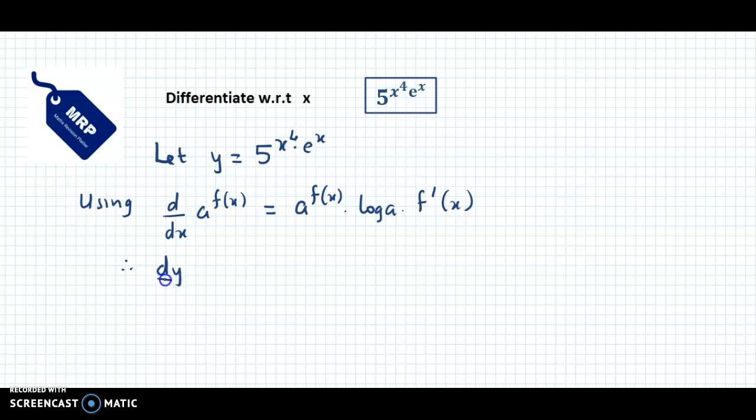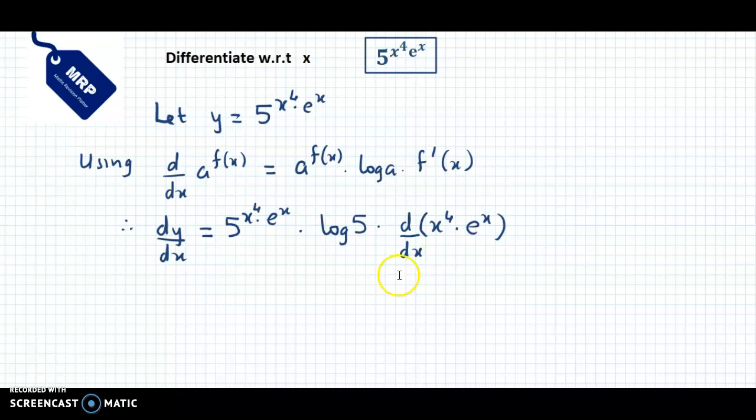So therefore dy by dx is equal to 5 raised to x raised to 4 into e raised to x times log a, that is log 5, into the derivative of f(x). Now here f(x) is x raised to 4 times e raised to x. Now proceeding further, let's see what we obtain.